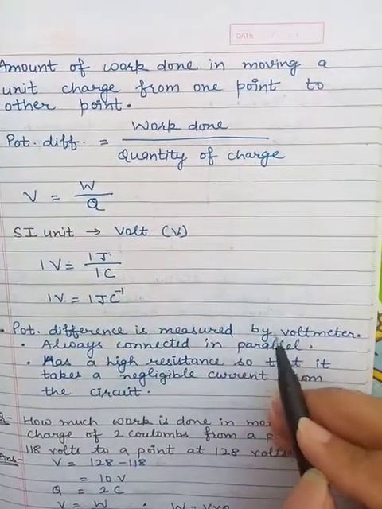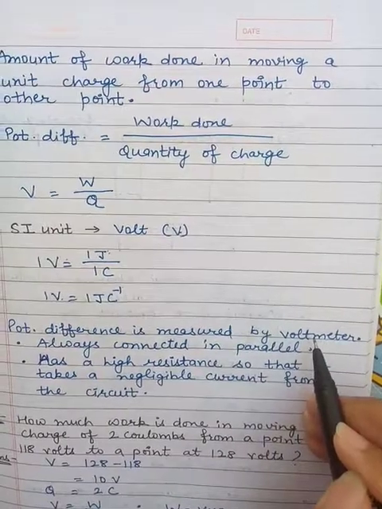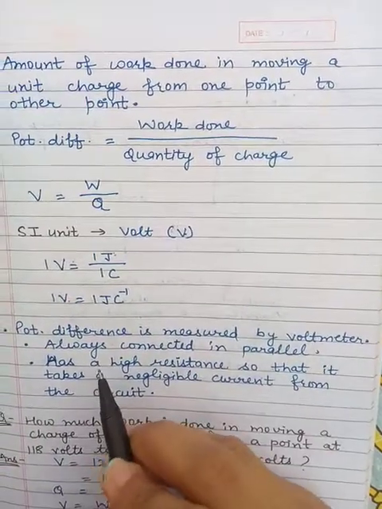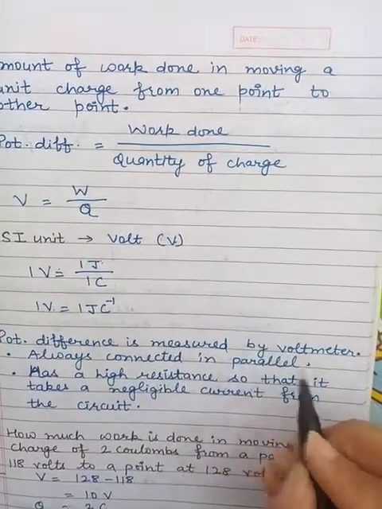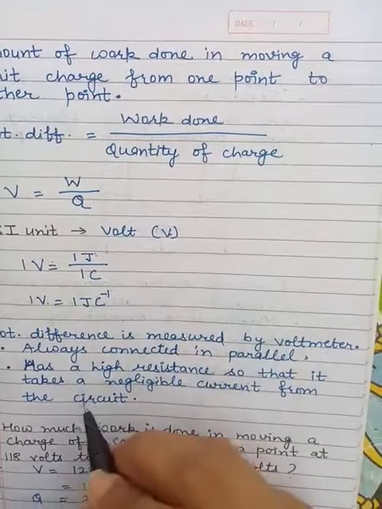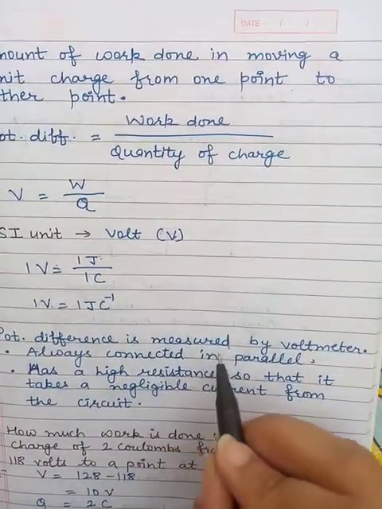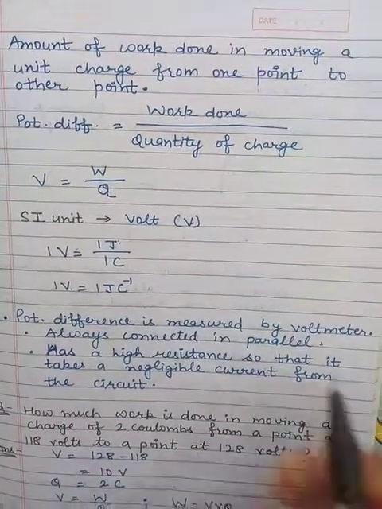Potential difference is measured by the voltmeter. This is the instrument, this is called voltmeter. It is always connected in parallel. And this voltmeter must have a high resistance so that it takes negligible current from the circuit. Means ये circuit से current ना ले पाए जब हम इसको connect करें. That's why it has high resistance.